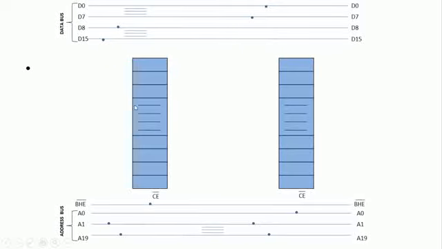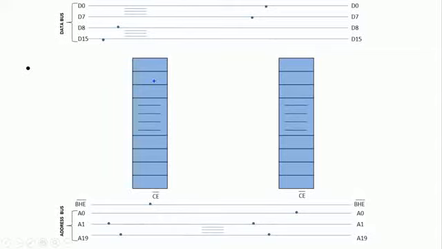In this diagram, this memory device is a 512 KB, and this memory device is another 512 KB. What is the maximum memory that can be accessed by 8086? It is 1 MB, and in the market I am assuming that we have only the 512 KB devices. So what are the control signals which are there in the memory device? We have the read signal, the write signal, and the chip enable signal.